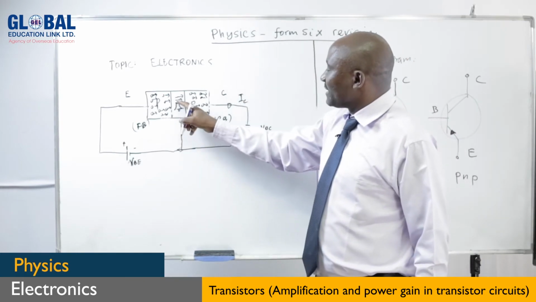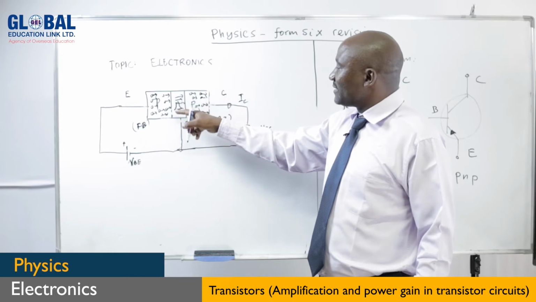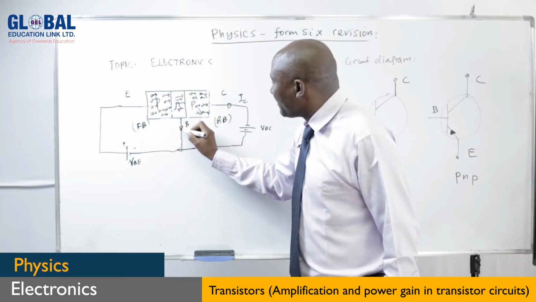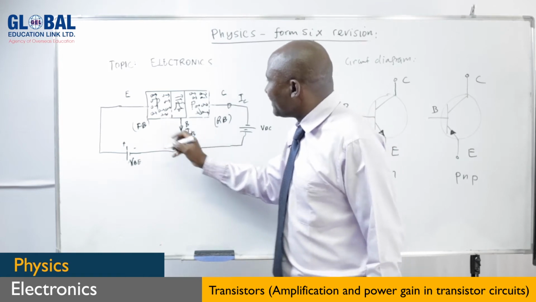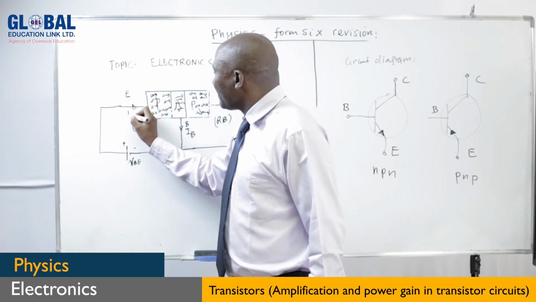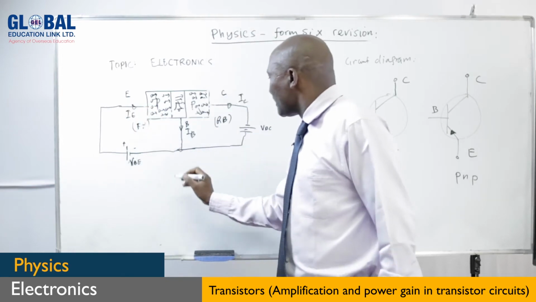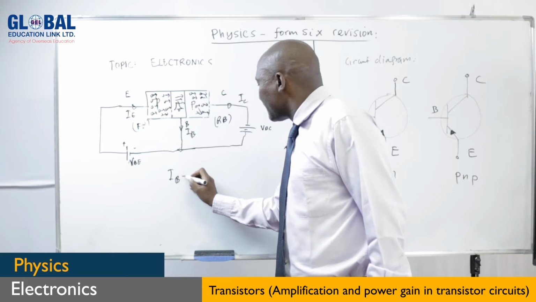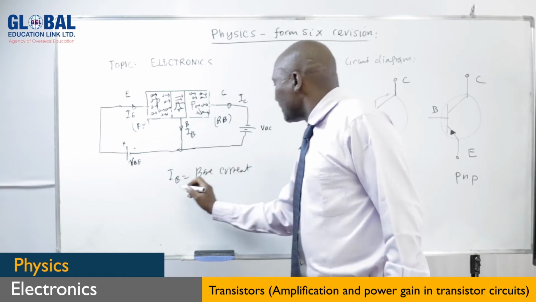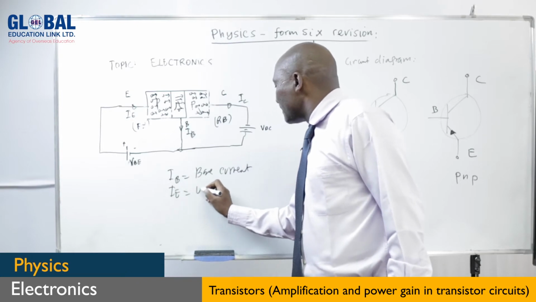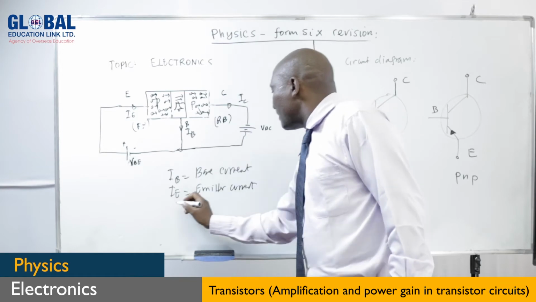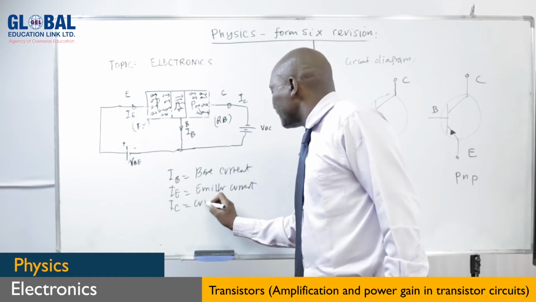And because some of the holes will be combining with the electrons here, very few will be composing a base current here. And this movement of holes from this side will be producing what is given the name the emitter current. So we have the base current, we have the emitter current, and we have the collector current.